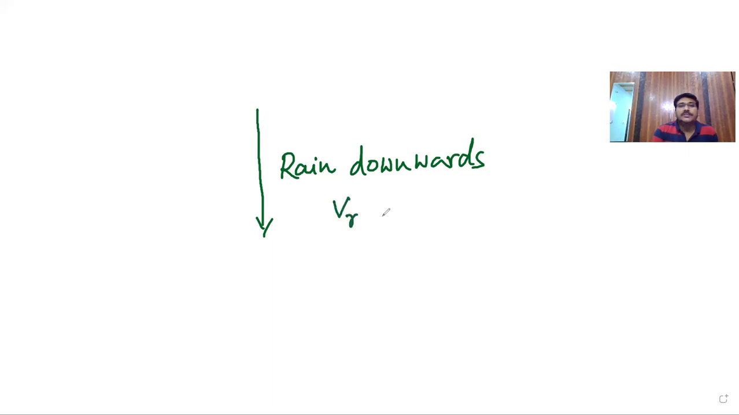This is the direction of rain, rain downward. Let us say the speed of the rain, V_R, R stands for rain. This is the magnitude he has given: speed of rain is 35 meters per second.